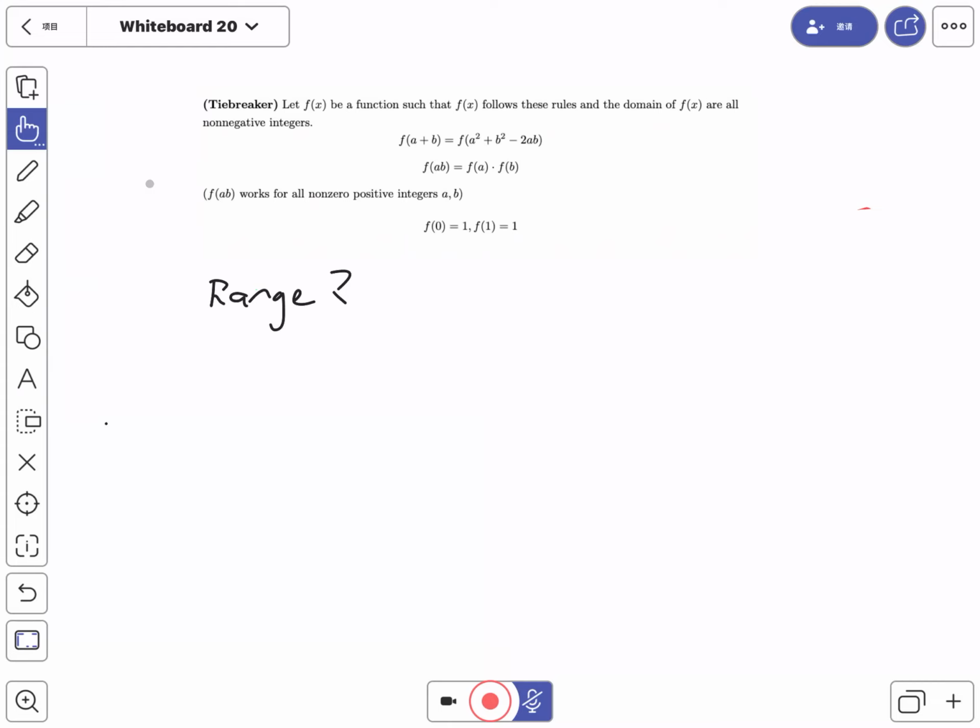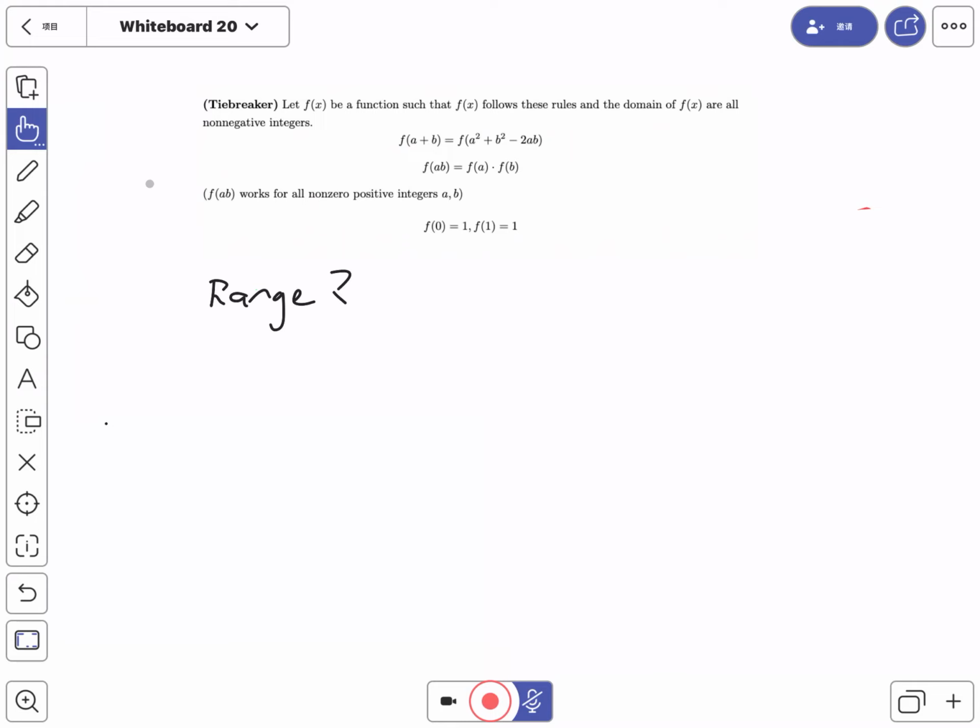First MIMC problem explaining section. So we have the tiebreaker, which is: let f of x be a function such that f of x follows these rules. In the domain of f of x are all non-negative integers. And we have f of 0 is equal to 1 and f of 1 is equal to 1. Then we want to find the range of the function.